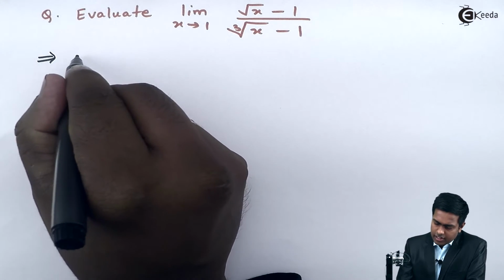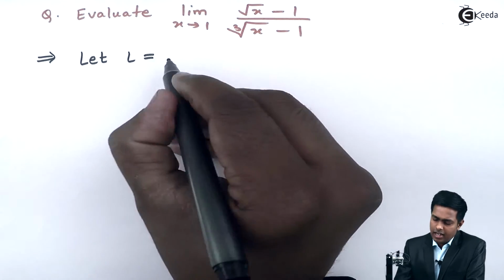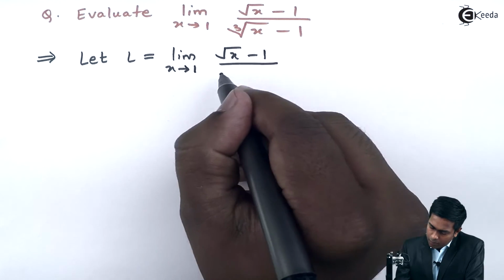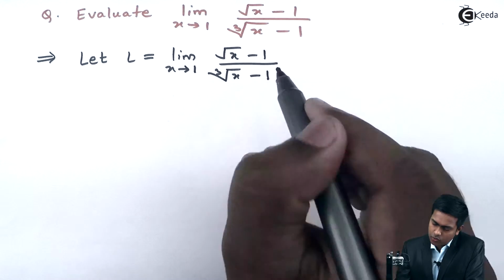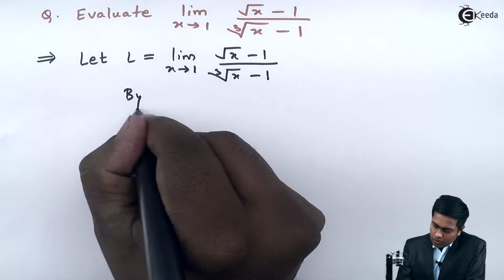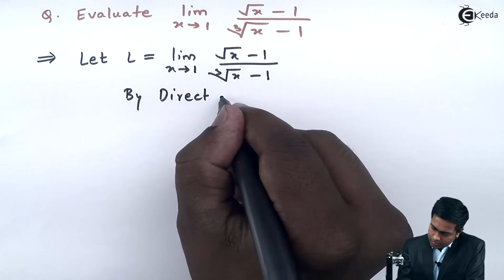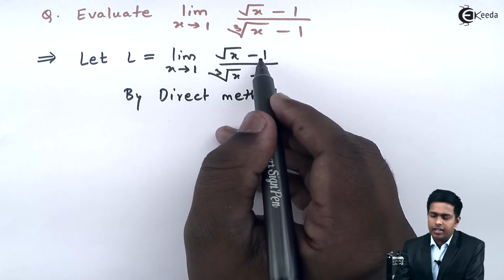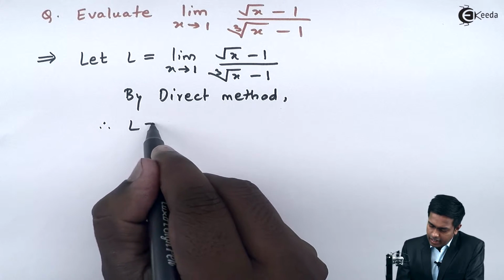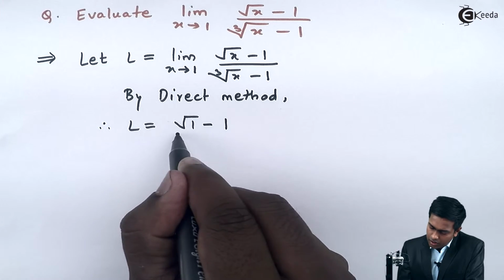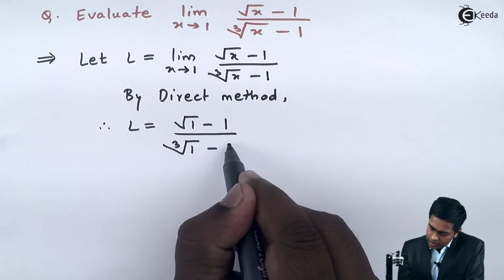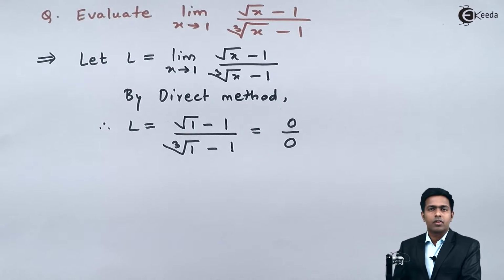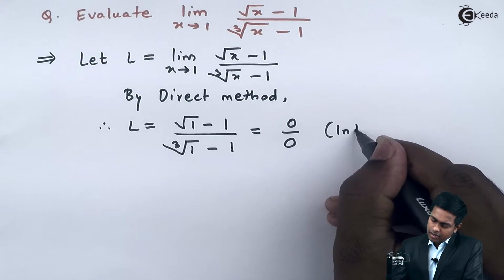So let's assume this given limit as L, which is limit x tends to 1, root x minus 1 upon cube root of x minus 1. Now let's apply the direct method. In the direct method we'll substitute this value 1 directly in the given function. So here we'll get L as square root of 1 minus 1 upon cube root of 1 minus 1, and this will give us 0 upon 0, which we call an indeterminate form.